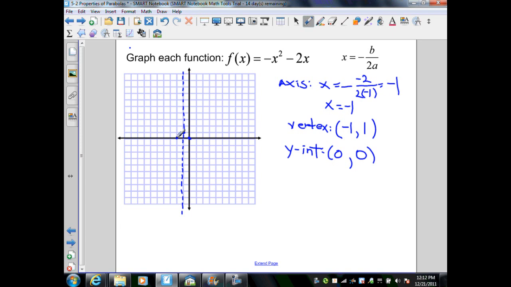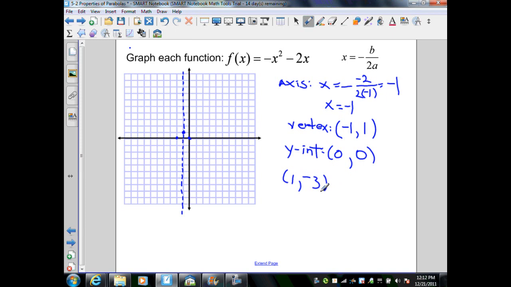Then I select another ordered pair, and I'm going to choose x to be a positive 1. And when I substitute 1 into my original problem, I get 1 squared, which is 1. That makes it a negative 1. And 1 times a negative 2 is a negative 2. A negative 1 minus a negative 2 is a negative 3.